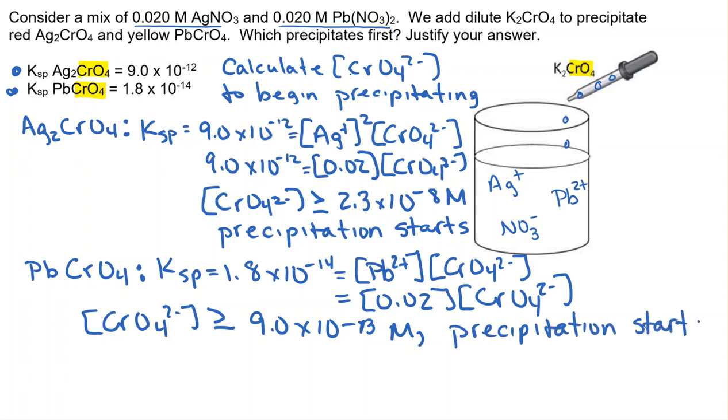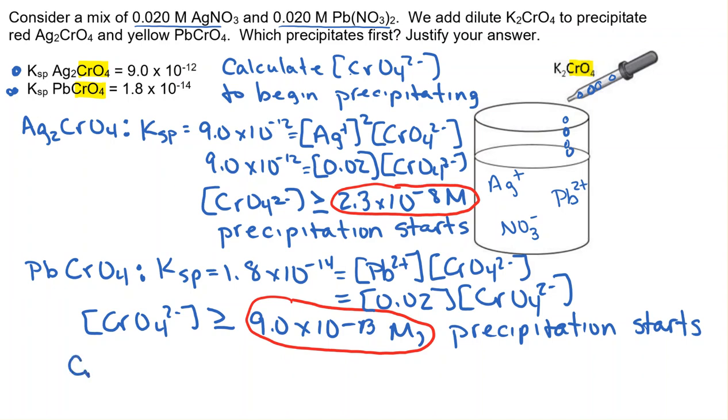So we have two values that we need to compare. We need to compare 2.3 times 10 to the negative 8th and 9.0 times 10 to the negative 13th. So we're dropping in drop by drop here. So what we're looking for is the one that precipitates at the lowest amount. So CrO4 2- will precipitate the lead first.